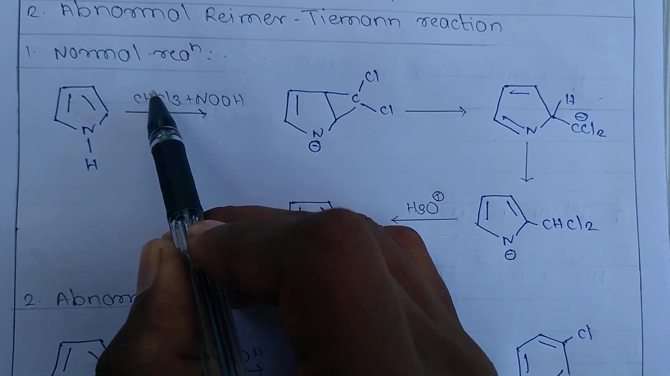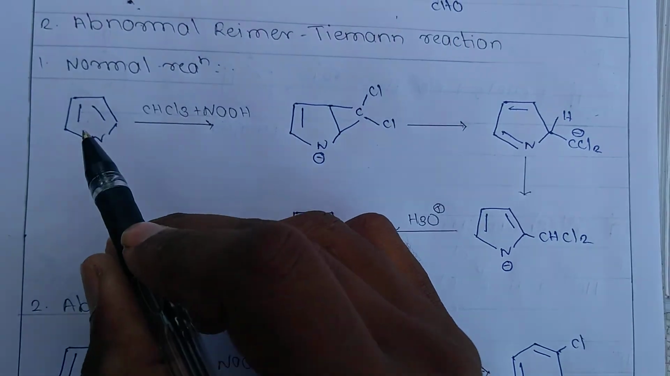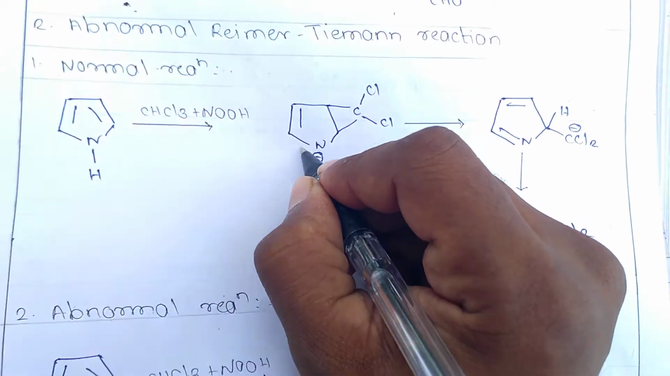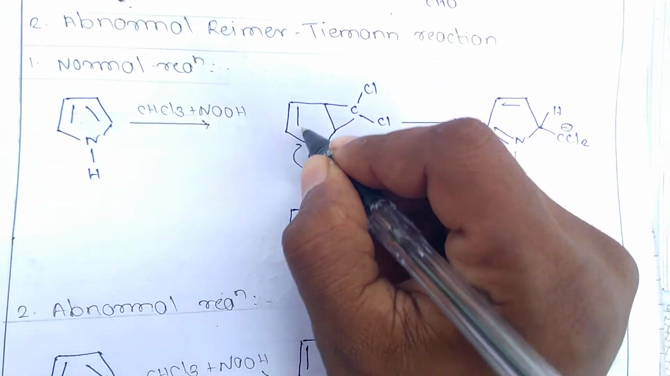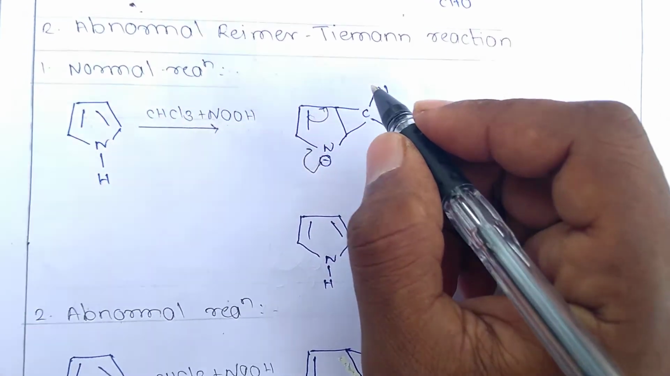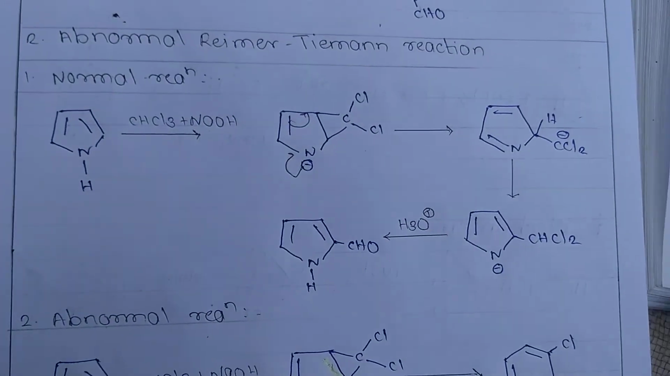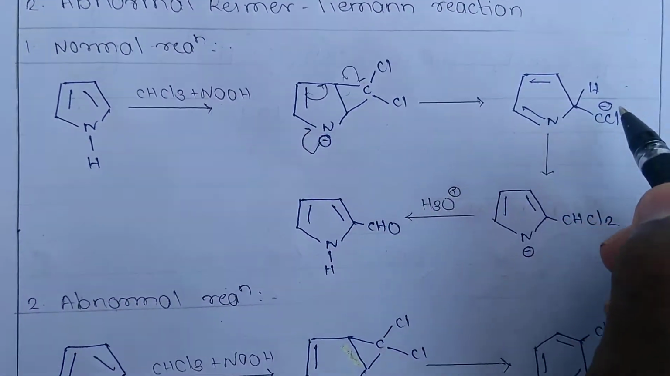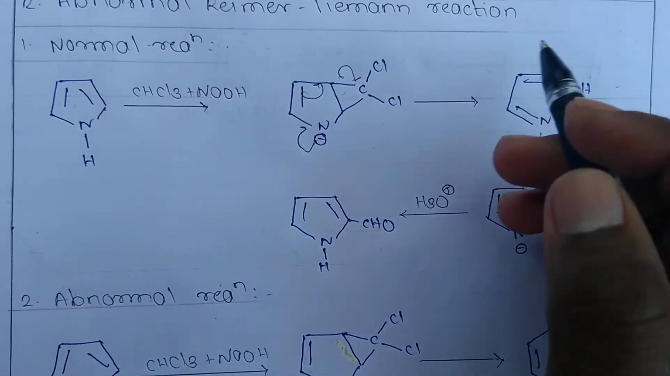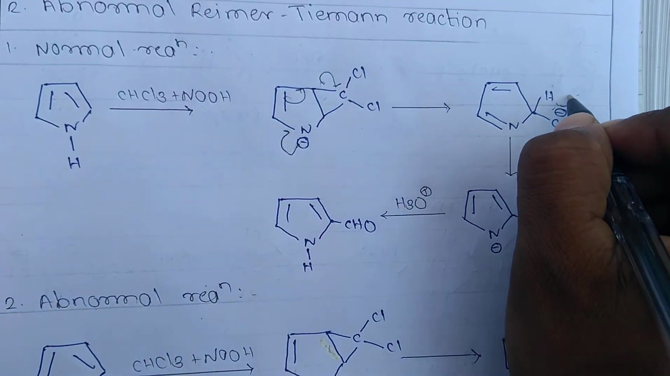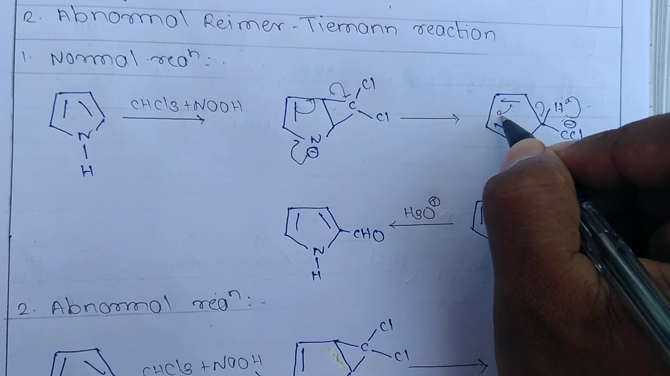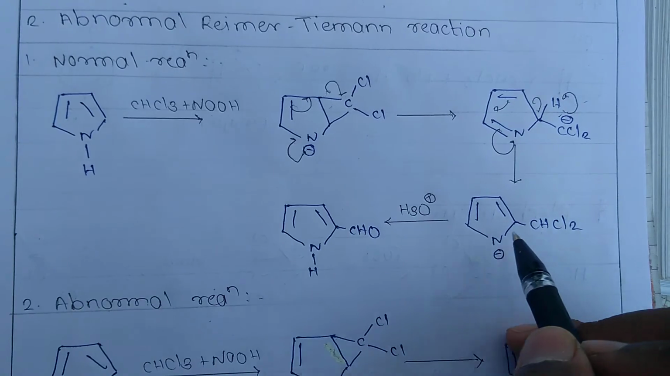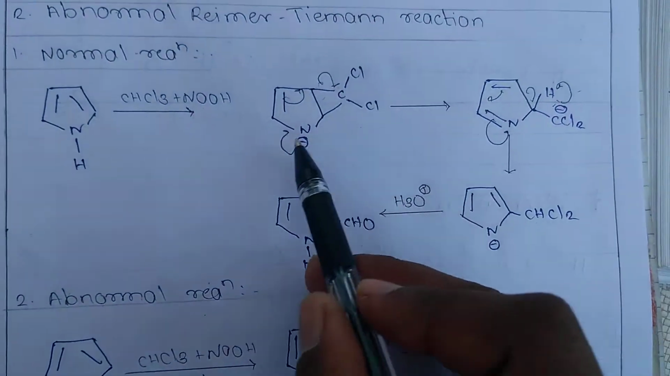Here is the formation of carbene, then it attacks our pyrrole ring, and the formation of these, and after mechanism like this, we get our product like this. Here is the formation of our anion, and after that it takes hydrogen like this and this. So our intermediate is like this, and after the hydrolysis and acidification we get the final product.